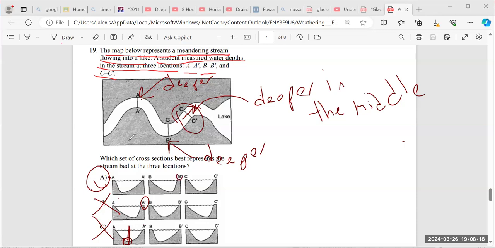The B prime is where the deeper part of the water is going to be closest to. And then the middle part, as we said right here, is going to be the deeper part of the stream between C and C prime. That's why A is the correct answer.